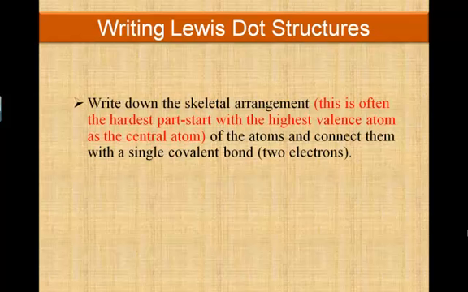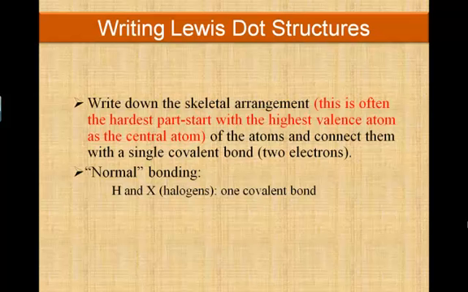And keep in mind that writing Lewis dot structures is often a process of trial and error. You may put together a structure and then find that you cannot arrange all of the electrons around the atoms and obey the octet rule for every atom. So you may have to start over again with a different skeletal arrangement of atoms.